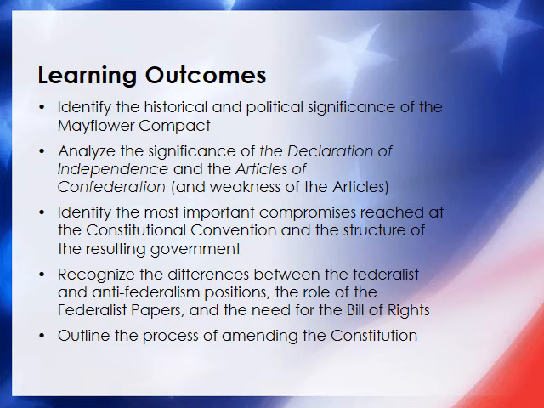And here are those learning outcomes for the week. We'll identify the historical and political significance of the Mayflower Compact. We'll analyze the significance of the Declaration of Independence and the Articles of Confederation and the weaknesses of the Articles. We'll identify the most important compromises reached at the Constitutional Convention and the structure of the resulting government. We'll recognize the differences between the Federalist and Anti-Federalist positions, the role of the Federalist Papers, and the need for the Bill of Rights, and we'll outline the process of amending the Constitution.